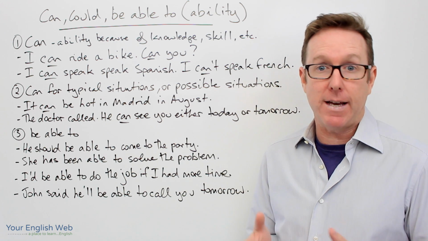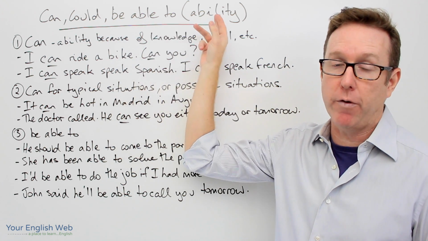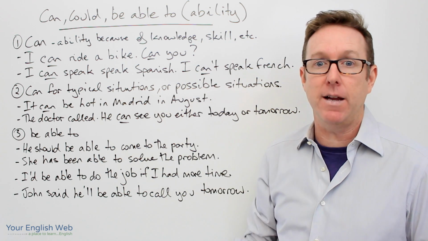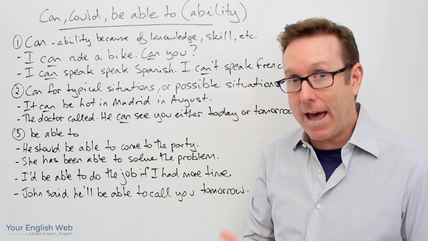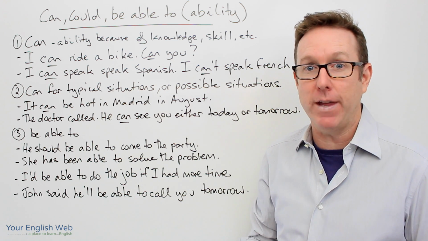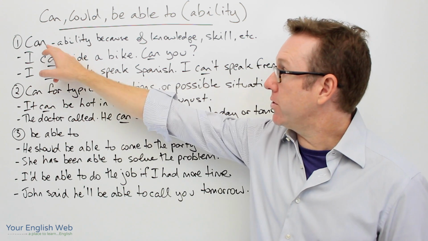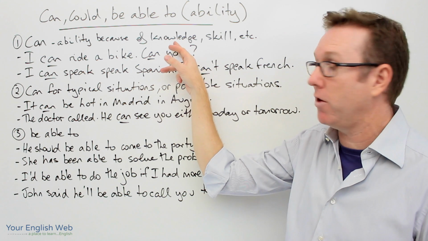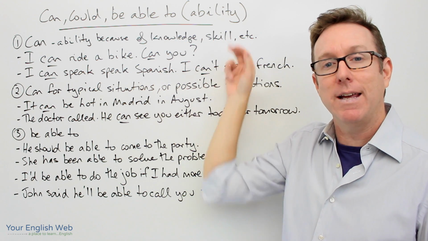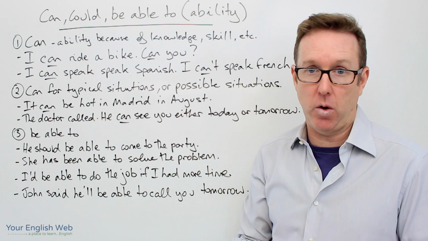Now, as I said, today's lesson is looking at can, could, be able to when we refer to ability in English, things that we are able to do, things that we can do, that we have the ability to do. So the first thing we're looking at is can for ability because we have the knowledge or the skill, etc., to do that particular thing, okay?